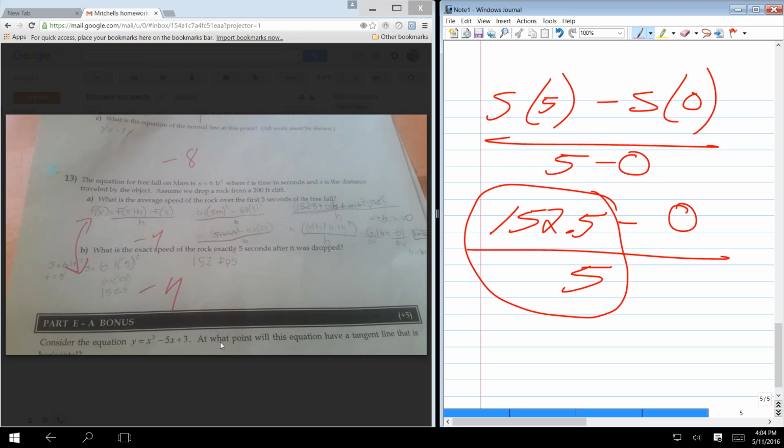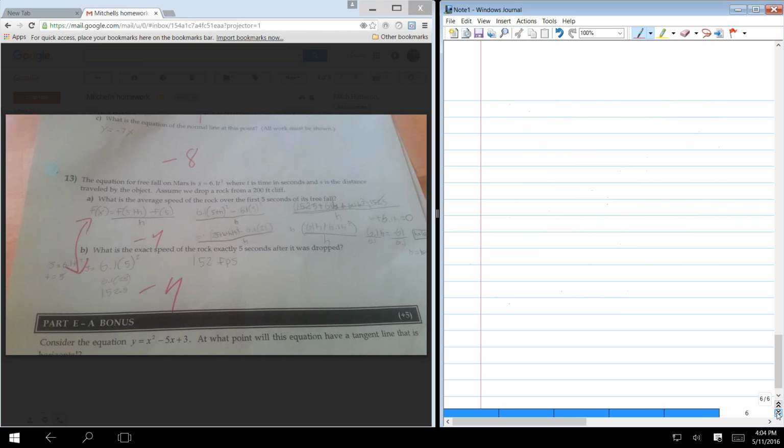Now, let's look at B. What's the exact speed of the rock exactly 5 seconds after it was dropped? Well, we recognize speed as being velocity. It's not exactly the same. Velocity is a vector. Velocity has magnitude and direction, whereas speed is the absolute value of the velocity, just the absolute value of the magnitude. But that's okay. We can answer this by figuring out what velocity is.